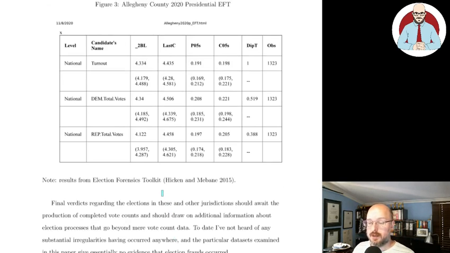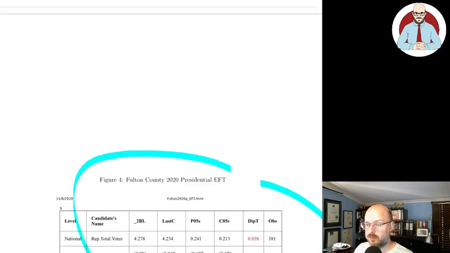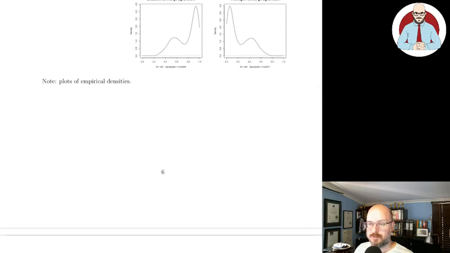Final verdicts regarding the election in these and other jurisdictions should await the production of completed vote counts and should draw on additional information about election processes that go beyond mere vote count data. To date, I've not heard of any substantial irregularities having occurred anywhere, and that and the peculiar data sets examined in this paper give essentially no evidence that election fraud has occurred.